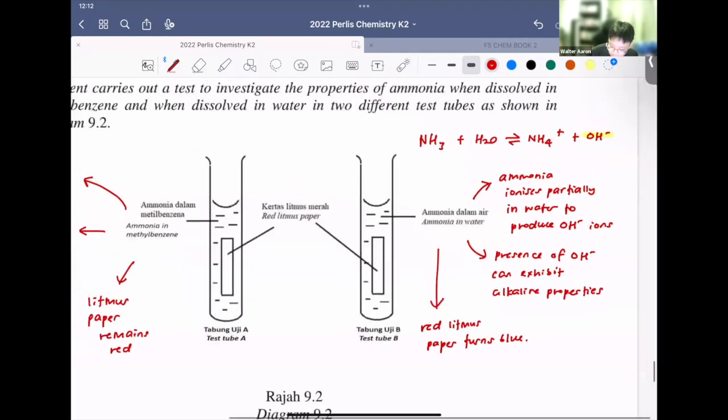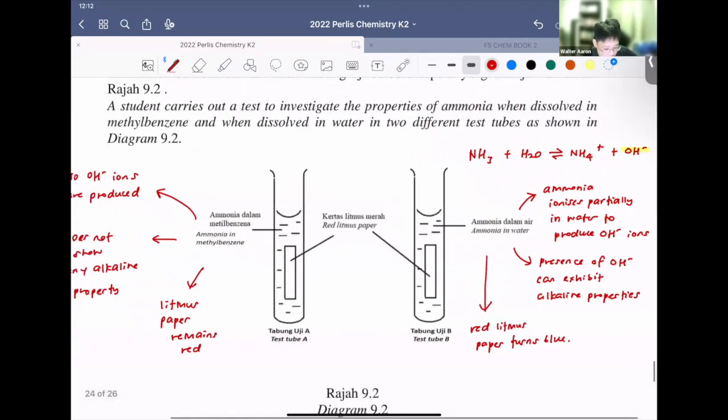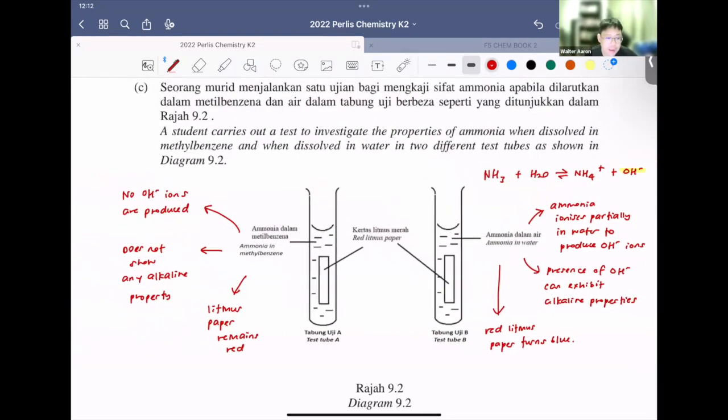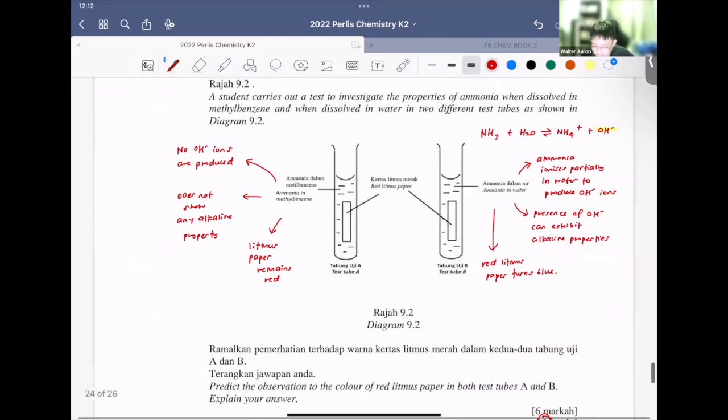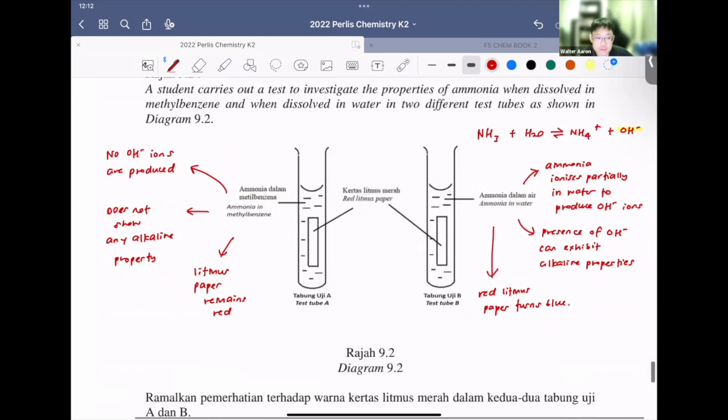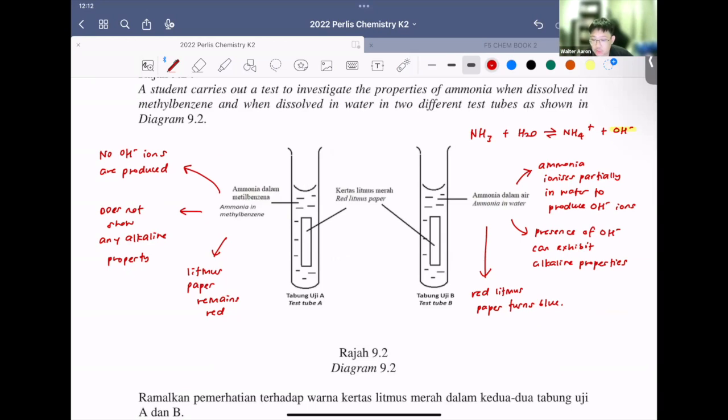Okay. So I think 3 points to explain how and why ammonia inside methylbenzene can or cannot show its alkaline properties versus in water. I think we've already explained every single thing in detail. So you should be able to score full marks for this question because it's only 6 marks. So you explain in terms of the presence of OH ions, whether it is present in the solution or not, based on what ammonia is dissolved in.